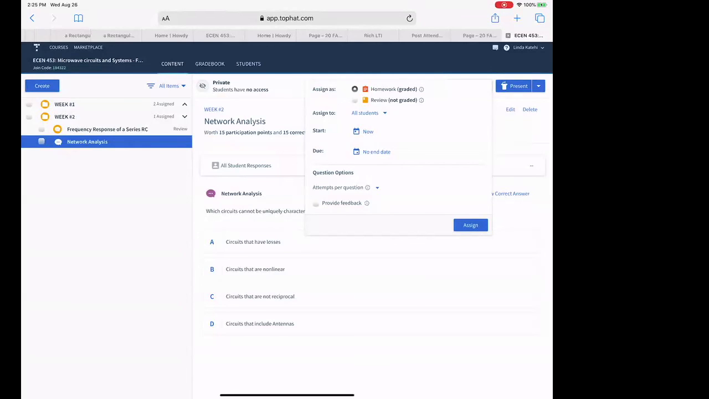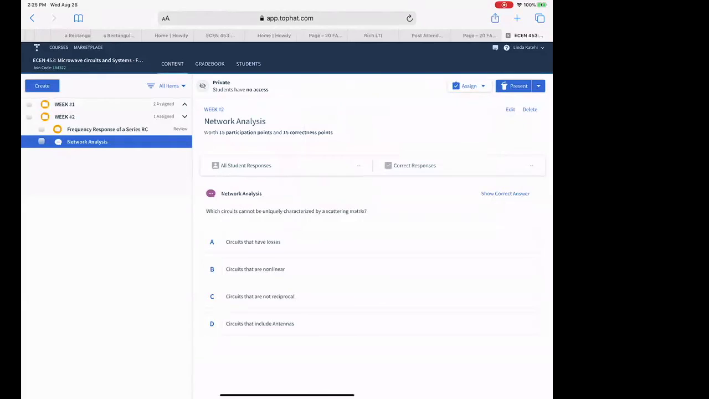So this is a simple, before I assign it, a simple question. It says, which circuits cannot be uniquely characterized by a scattering matrix? Circuits that have losses, circuits that are nonlinear, circuits that are not reciprocal, or circuits that include antennas. As a matter of fact, maybe because we did not cover all of this, I would leave this question up until 9 p.m. today. And I'm not gonna ask you to do it immediately because I would like you to think about it. I don't wanna just have you mark something. And I will leave it up until 9 p.m. So I would suggest take your time and then respond to it.